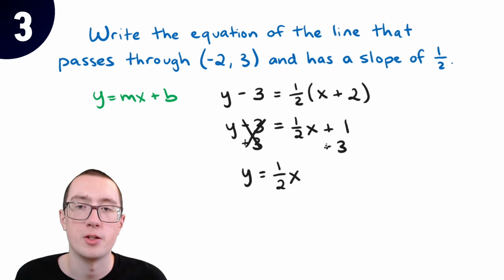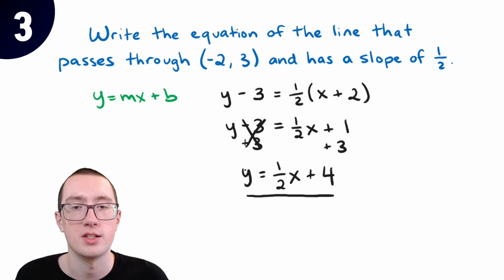But then over here, we have +1 plus 3. 1 plus 3 is 4, so that's going to combine into plus 4. And there you go. This is the final equation. This is in slope-intercept form. It's in the same format.